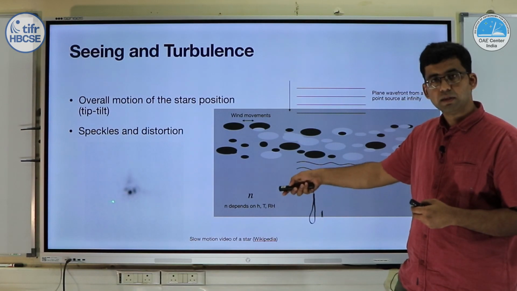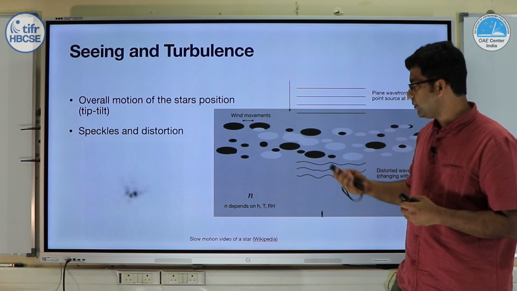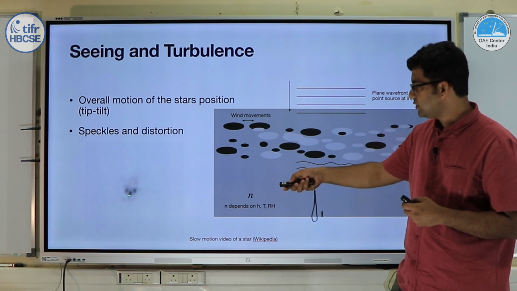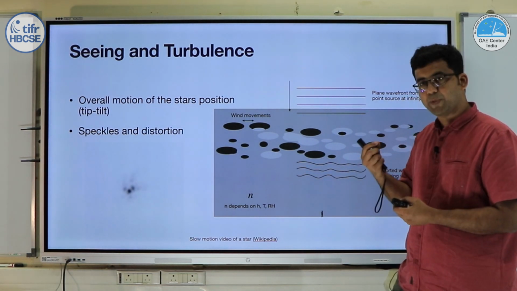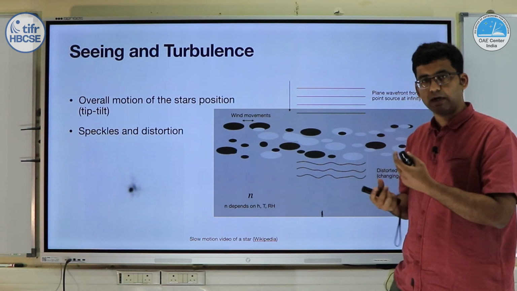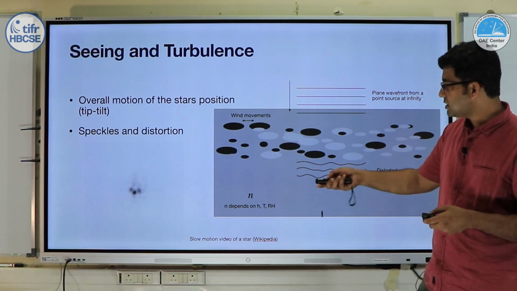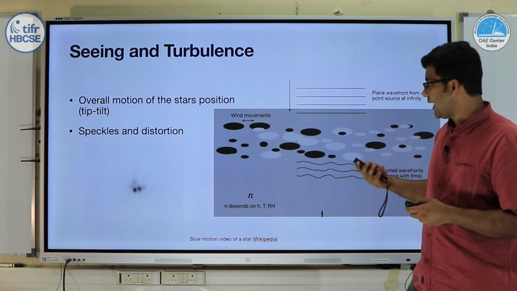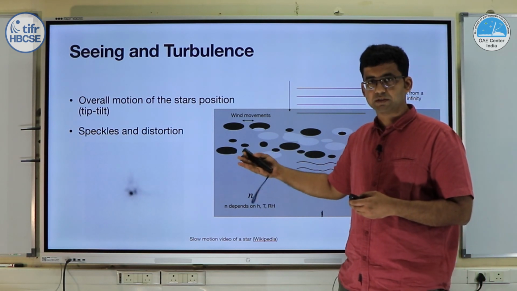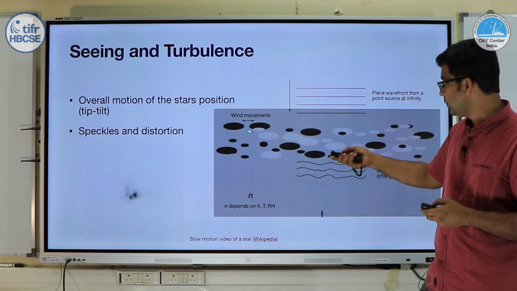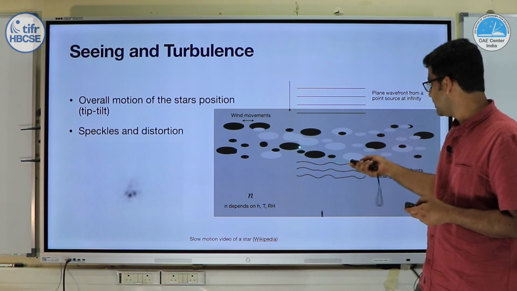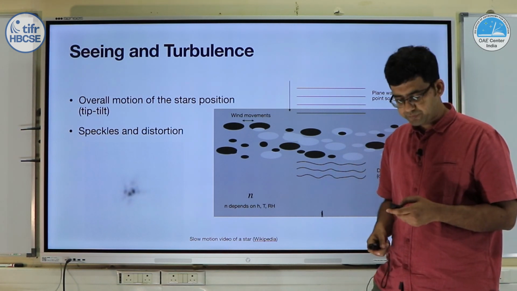There are two effects which we need to consider here. One is the overall motion of the star's position, or the tip tilt. You can see that there is an overall motion that occurs in this image, and there are small speckles which get distorted. There are speckles which become brighter and fainter, and they change with time. They do not necessarily repeat. And this is of course a very slow motion video. The actual speed of this change is very fast. It changes hundreds of times every second, depending on how quickly the wind is moving these pockets of air around.